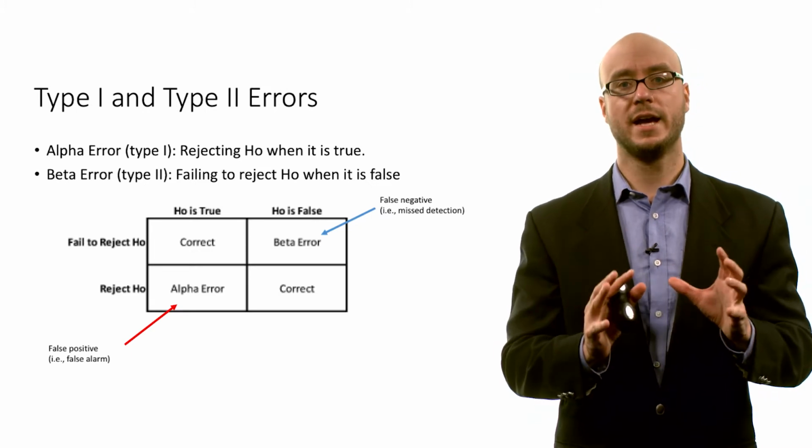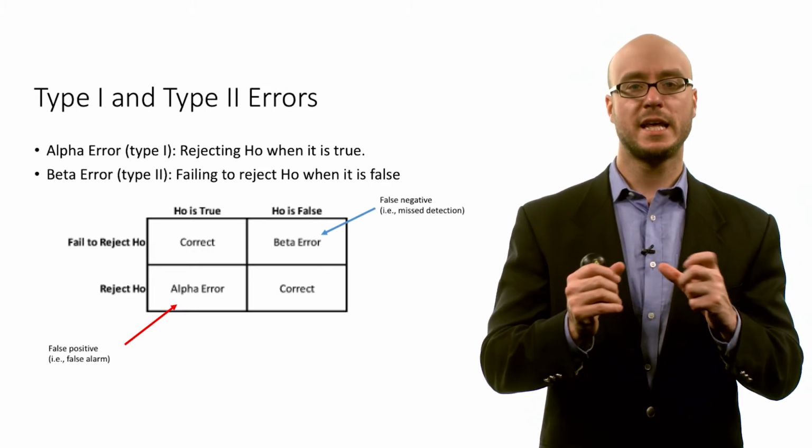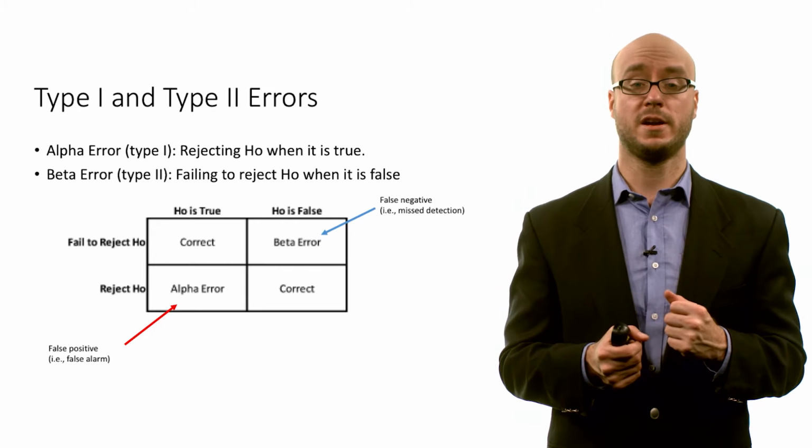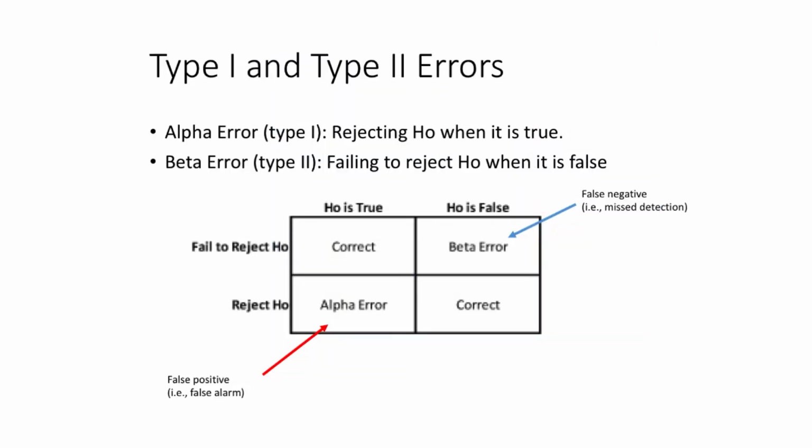Now before we do that, you should keep in mind that there is a possibility of making an error here. We can make two kinds of errors. First of all, we could reject the null, but the null might in fact be true. We call that a type 1 error or sometimes an alpha error. It's also possible that we could fail to reject the null when in fact the null is false.